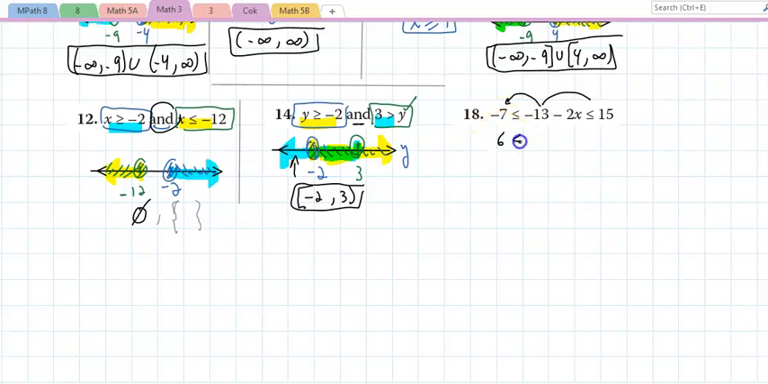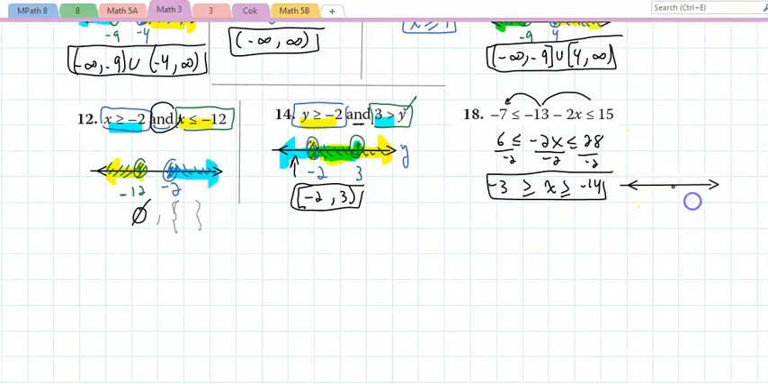13 minus 7 is a 6, and 13 plus 15 is 28, and whenever we divide by a negative, now we have those two symbols to worry about. Negative 3 x is negative 14, but now you're going to have to switch both symbols. That's the algebraic solution. If I put that on a number line, it's fairly simple here, no need to do much work. You put the smaller number on the left, and the larger number at the right. They're both included, and you shade in between. Very simple.